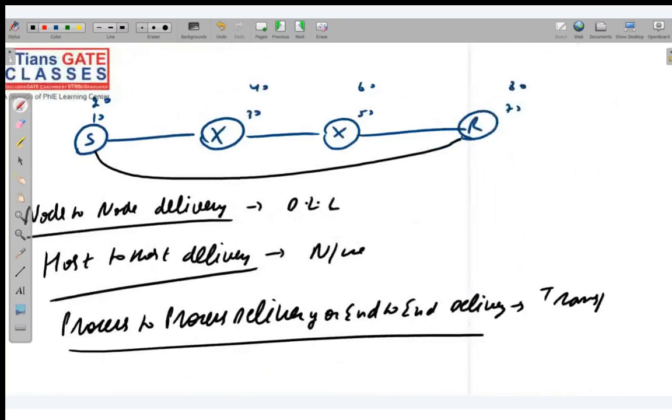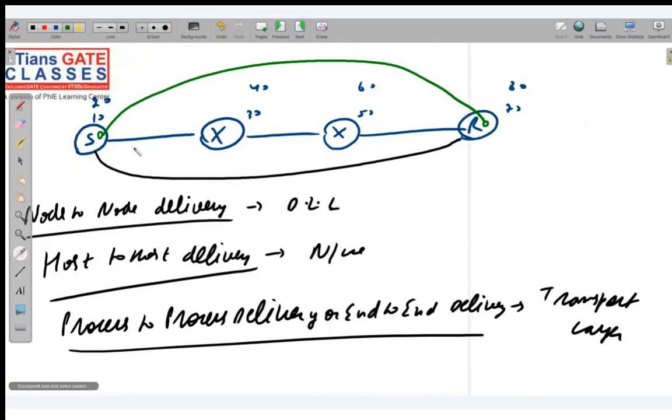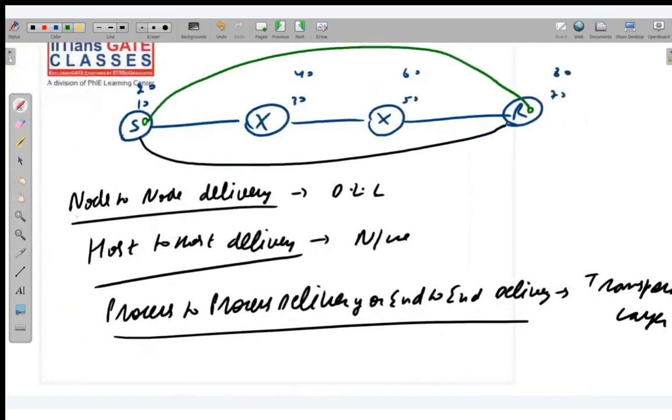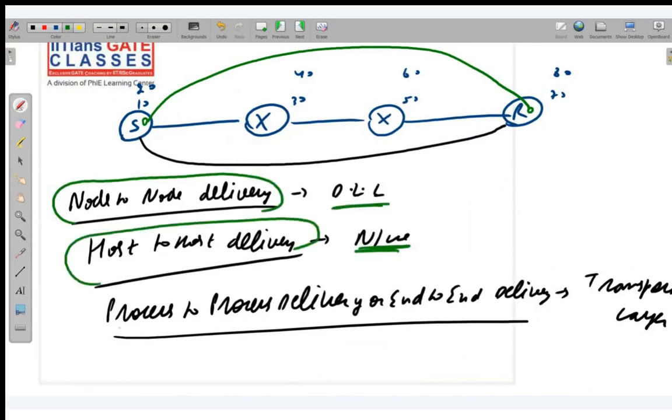So how will I show you the transport layer? By say green color. So this is one process and this is one process. There are multiple processes at sender side and receiver side. So who will take care of all the issues related to process delivery? Okay, so are you getting it? First node to node, then end to end, and then process to process. So three stages and three layers. So node to node delivery, data link layer. Host to host delivery, network layer. Process to process delivery, transport layer.